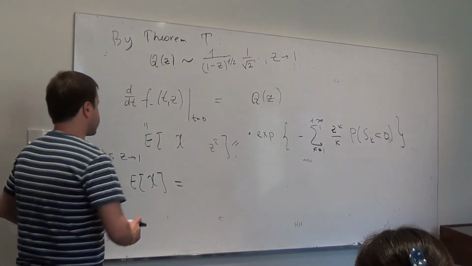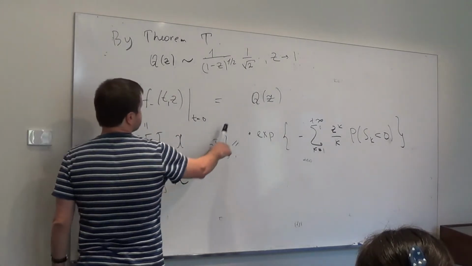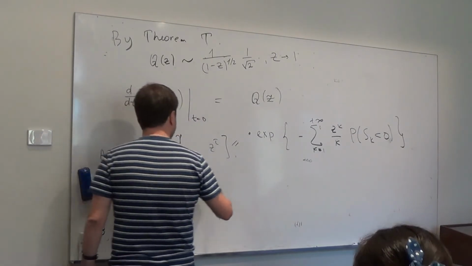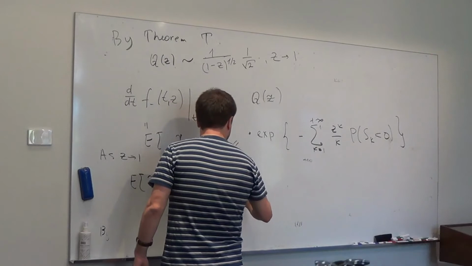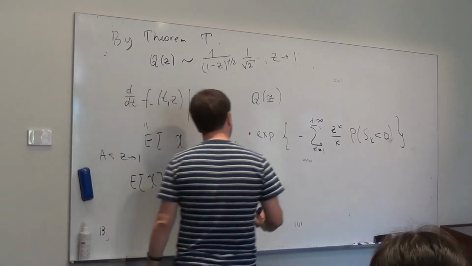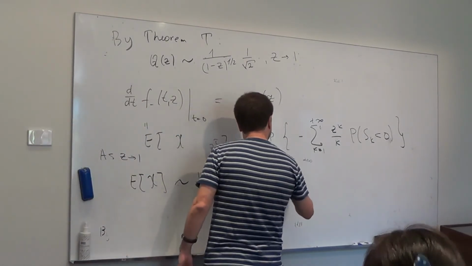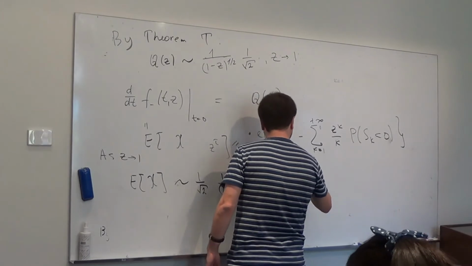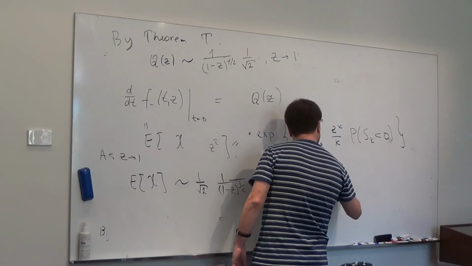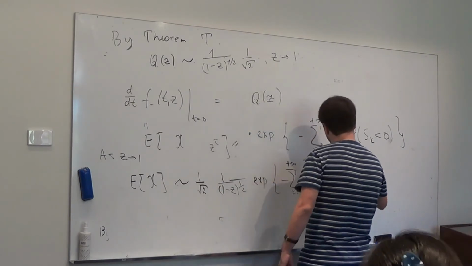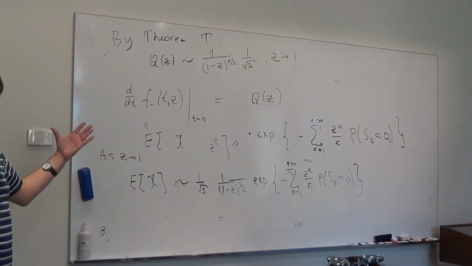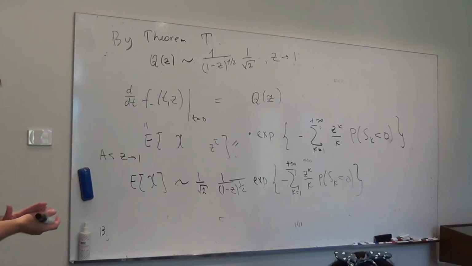Now on the right-hand side, what we know is that Q of z behaves like 1 over the square root of 2, 1 divided by 1 minus z to the power 1 over 2 times exponent of minus the sum from 1 to plus infinity z^k over k probability that S_k less than 0. So now we have a much nicer expression. It was ugly, but now it's almost what we want.